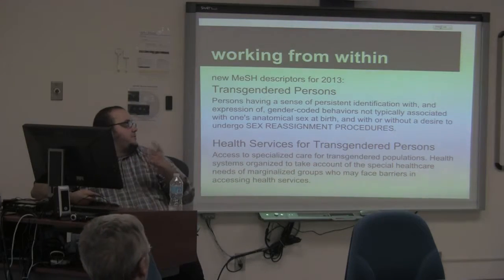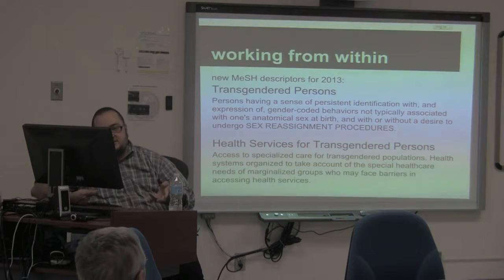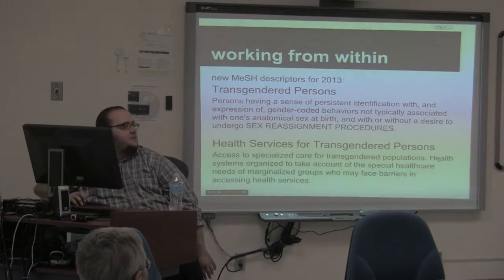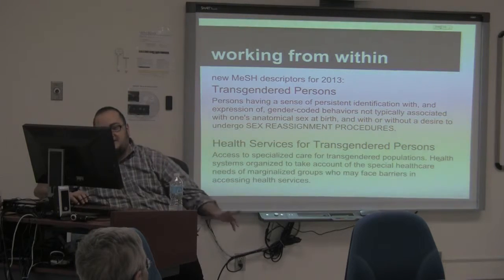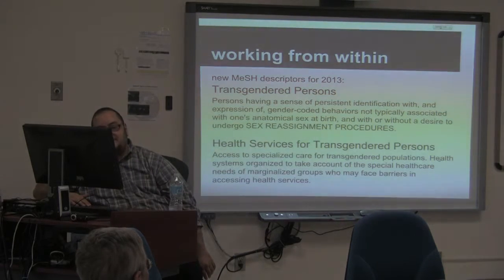This is part of some new descriptors they have for health services for various oppressed groups. There's health services for the aged, there's health services for youth, and this sentence is so great that I need to read it to all of you. It's about health systems organized to take account of the special healthcare needs of marginalized groups who may face barriers in accessing health services. So that's impressive.